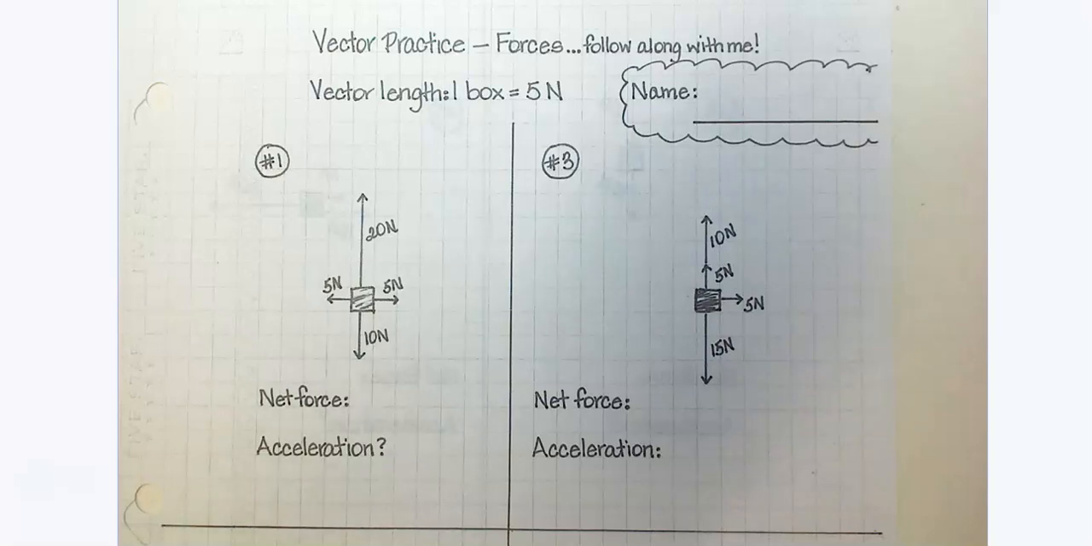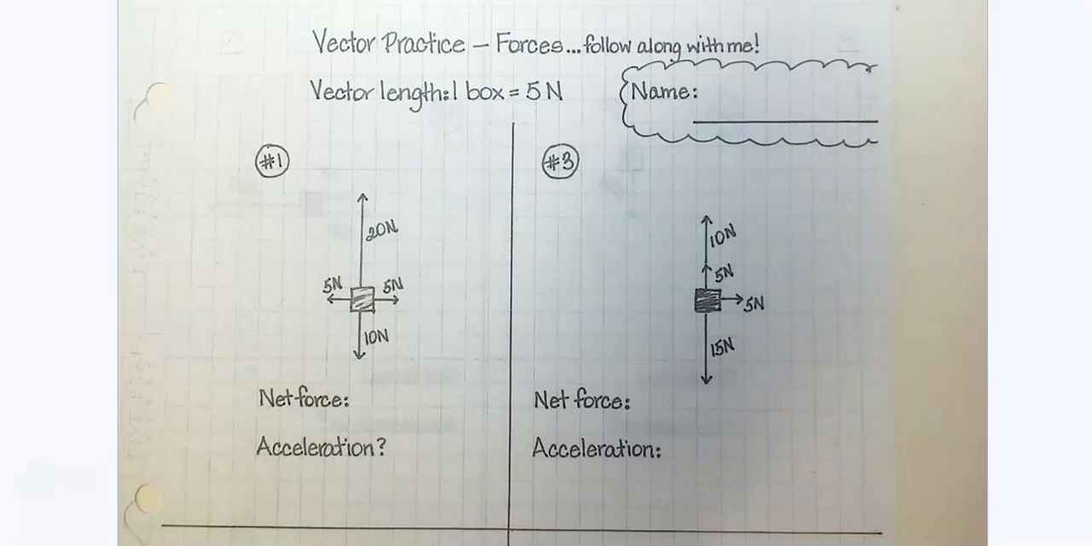Remember, acceleration is also a vector quantity. Velocity is a vector quantity. Other things like momentum and weight are vector quantities. And that just means that direction is important when we talk about those things.